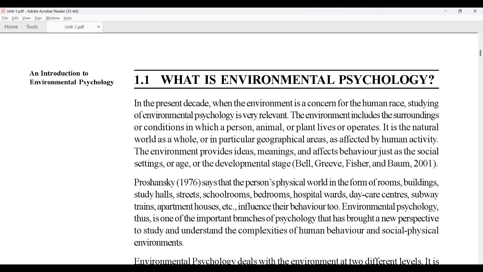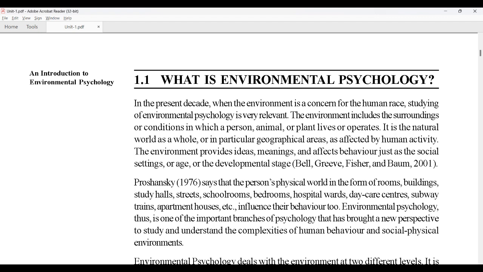1.1 What is environmental psychology? In the present decade, when the environment is a concern for the human race, studying of environmental psychology is very relevant. The environment includes the surroundings or conditions in which a person, animal, or plant lives or operates. It is the natural world as a whole, or in particular geographical areas, as affected by human activity.